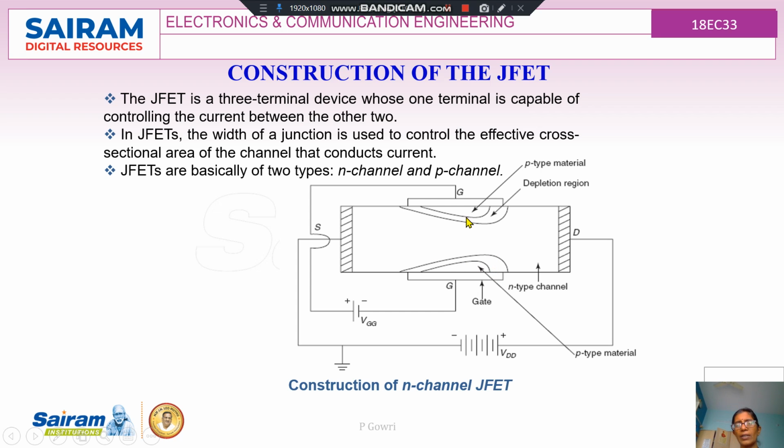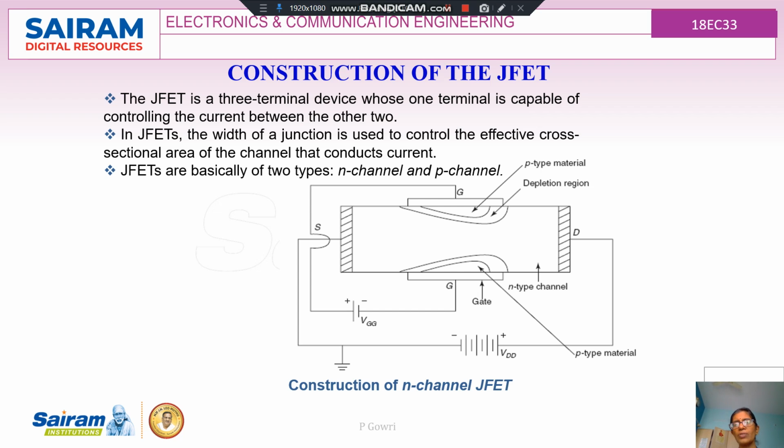The gap between the two depletion regions will be the channel, and it is the path through which the current will be flowing. If the depletion region increases, obviously the channel width changes, and hence the resistance to the current also increases. Based on the type of semiconductor material used, the JFET has two types, namely N-channel and P-channel.